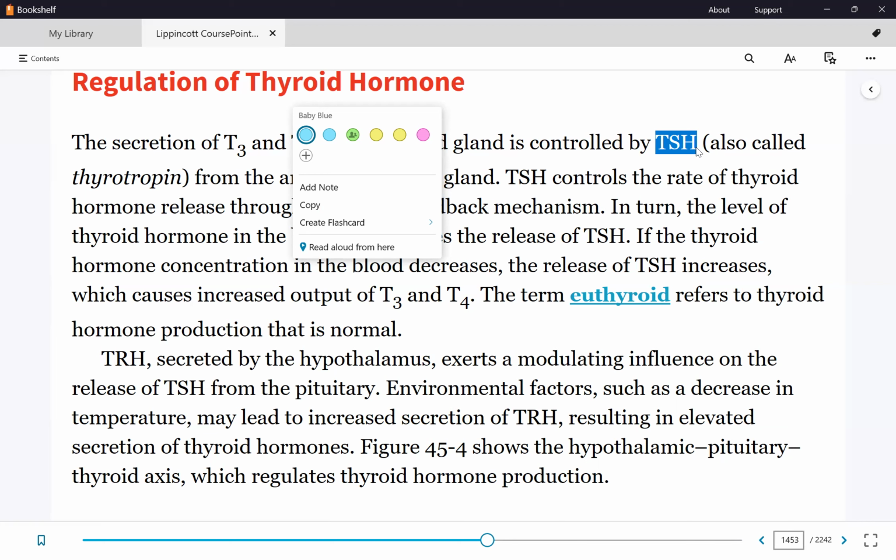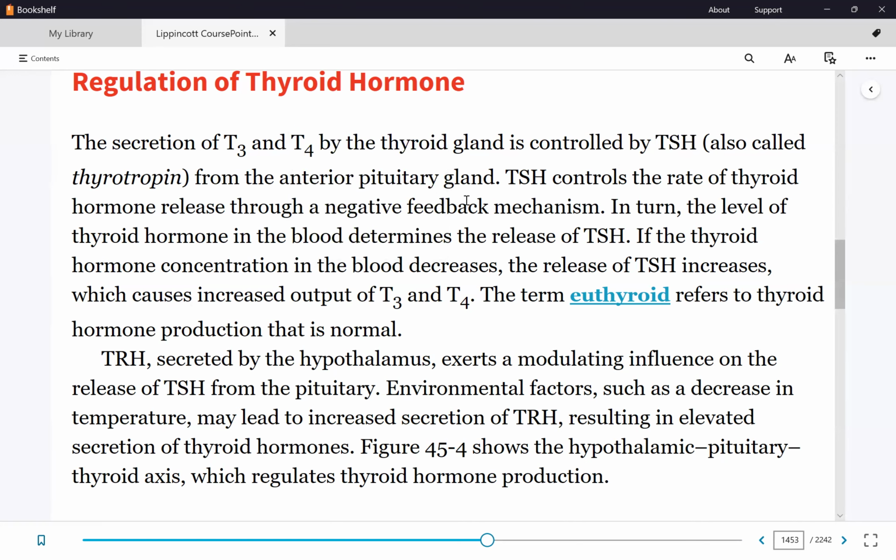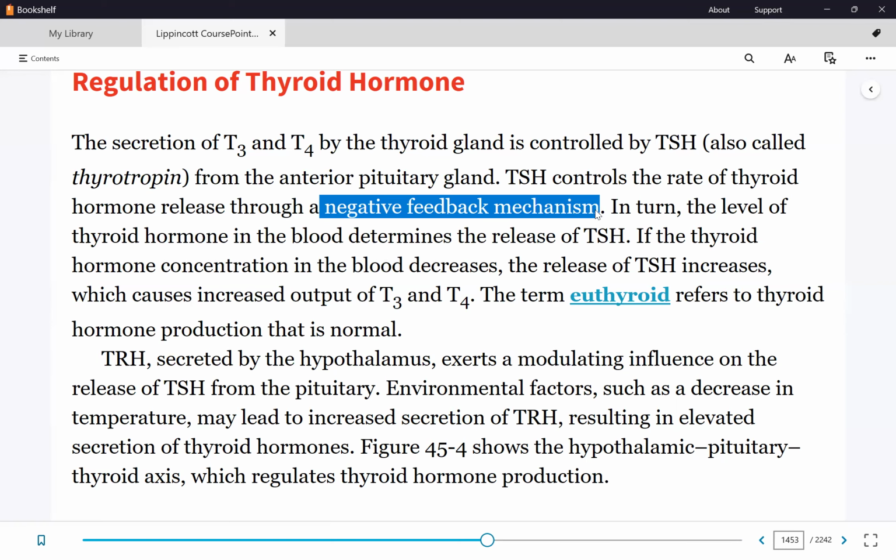Does that make sense? Okay, because our body works by negative feedback, correct? So that's another example of negative feedback mechanisms. Any question about that? Very good.